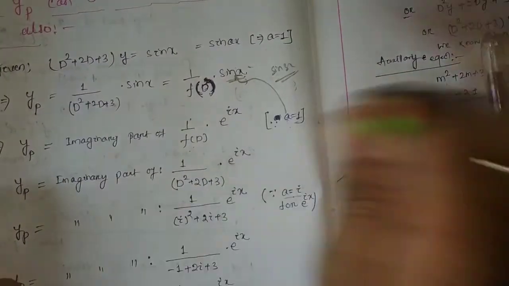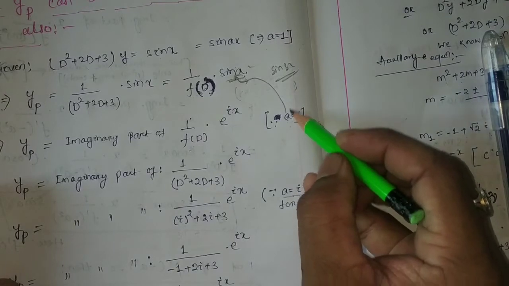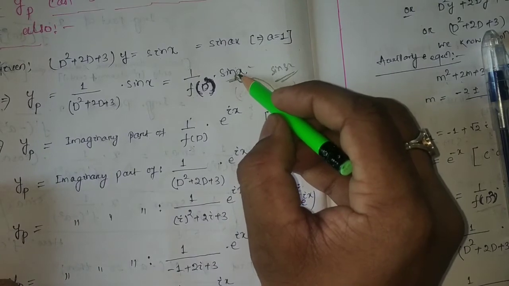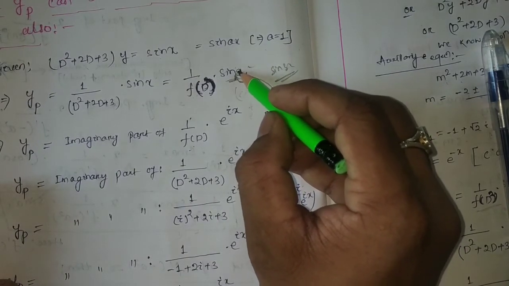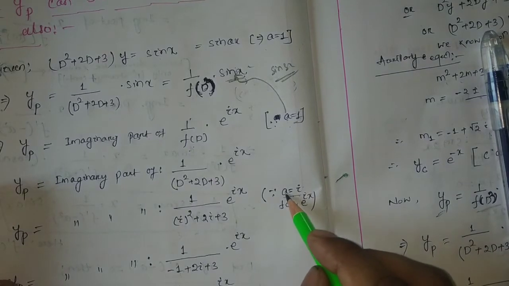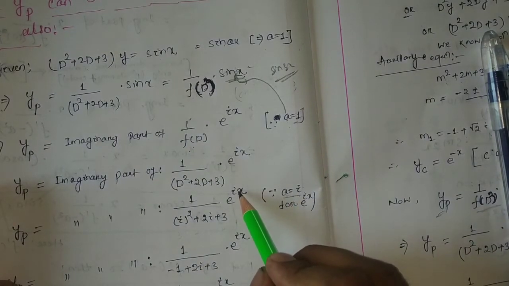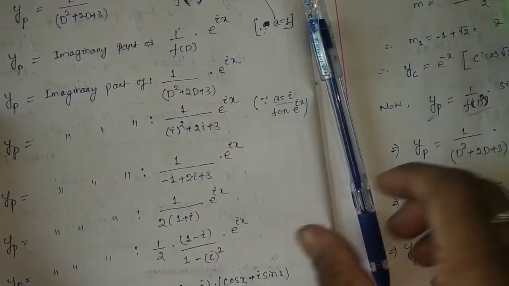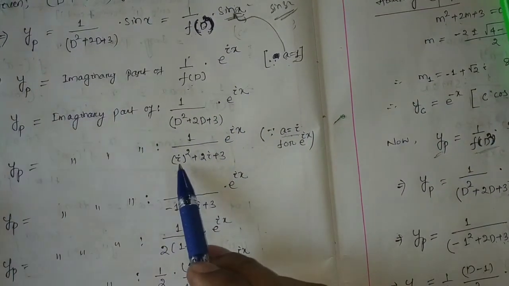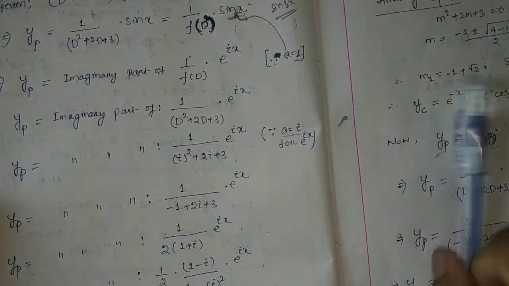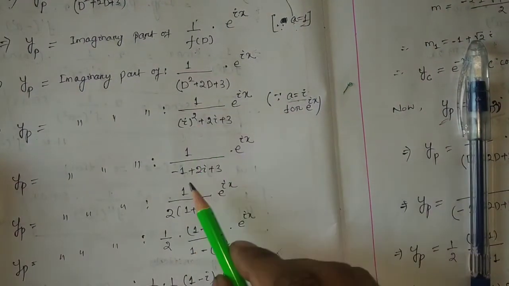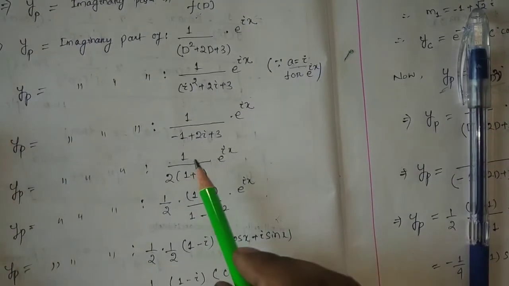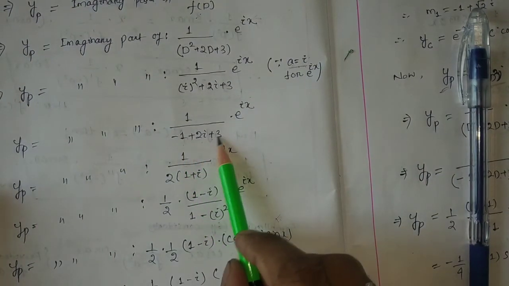So for your better understanding, I have written here a: the coefficient of x in e to the power ax, a means 1 here. Here a equal to i means e to the power ix, the coefficient of x is only i. So if I substitute i instead of D, it will be i square plus 2i plus 3. Okay, so i square is nothing but minus 1, 2i as it is written, plus 3, e to the power ix. So this will be minus 1 plus 3, it will be 2.